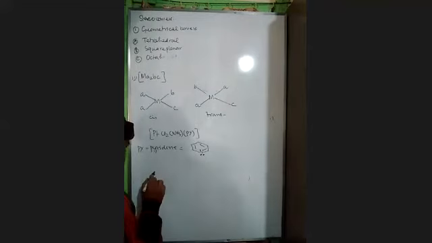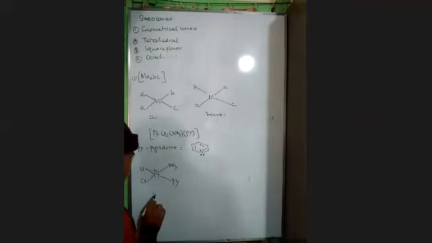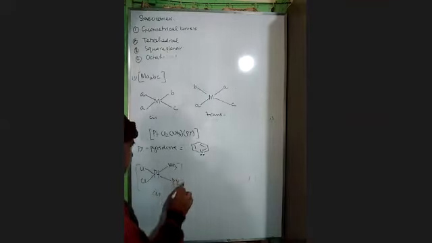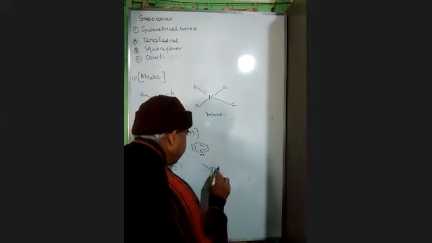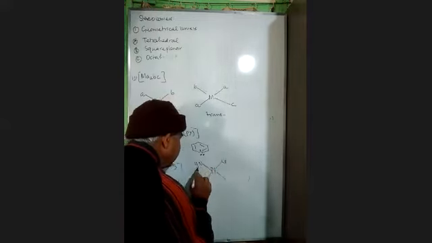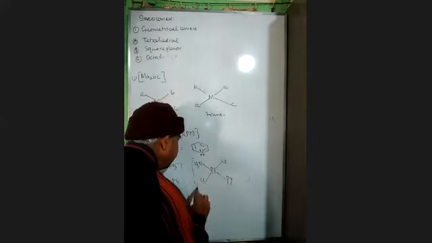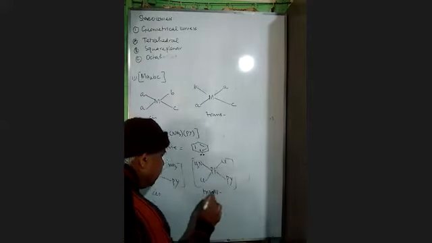So, the structure is Cl, Cl, NH3, we'll write here PY. This is cis. And here it is Pt, Cl, Cl, NH3, PY. This is trans. Anyway, this is missing in your book. But whatever may be the thing, you should know.